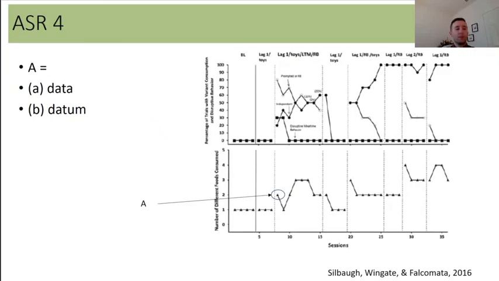ASR 4. In this figure here, with a top panel and a bottom panel, A is pointing to this circle around something right here. And so the question is, is A pointing to A, data, or B, datum? A couple more seconds. Alright, I'll close the poll. And the answer here is B, datum.